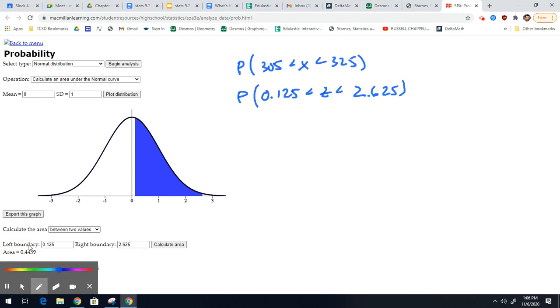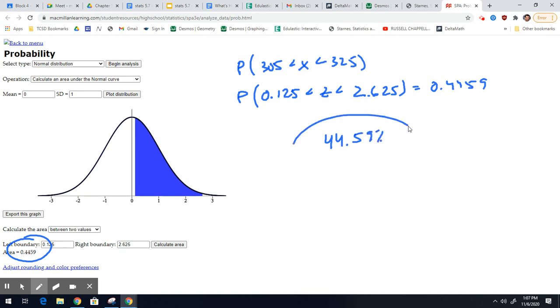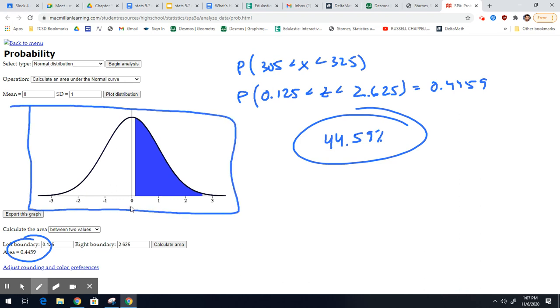Here is my probability. This probability equals 0.4459. So your percentage is 44.59%. And again, it's going to ask you to include the picture. So somehow or another, you have to copy and paste this picture. But again, what does this represent? There's your 0.125, there's your 2.625, and that is your area of 0.4459. Again, to the right of the mean, so it's going to be around 0.5, but notice it does not include that tail or this part. So it's a little bit less than 0.5.